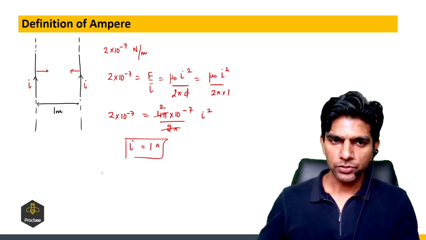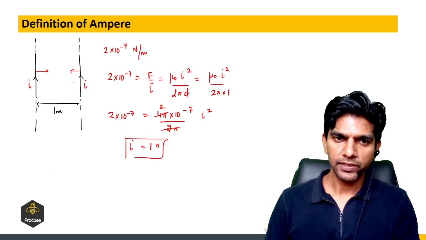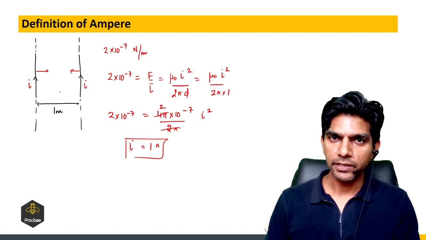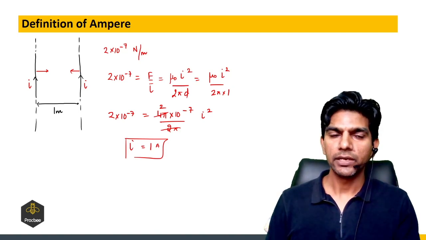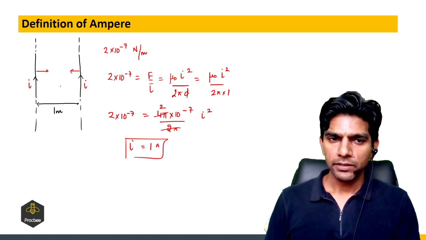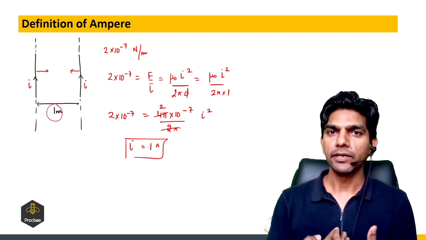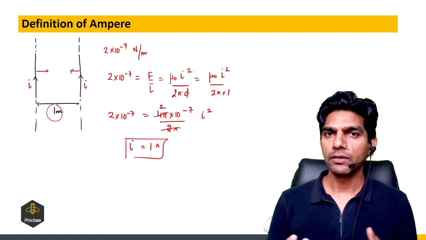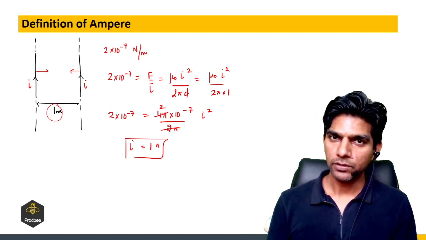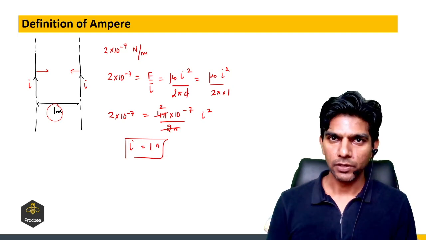So that is the definition of 1 ampere. So what we can say, if we have two parallel wires carrying the same current in the same direction, equal current in the same direction, and they're kept at 1 meter apart, and they are attracting each other with a force of 2 into 10 raised to minus 7 Newton per meter, then we can say the current in both the wires will be 1 ampere each.